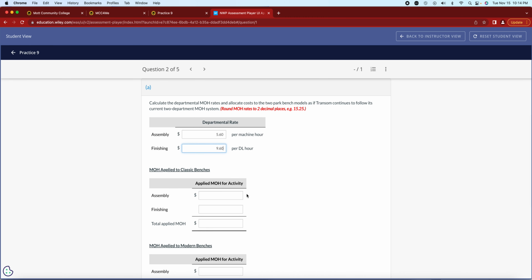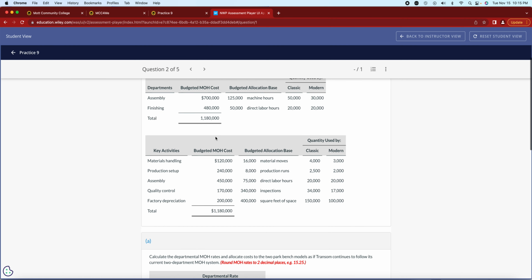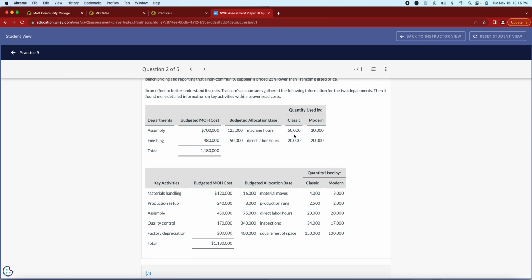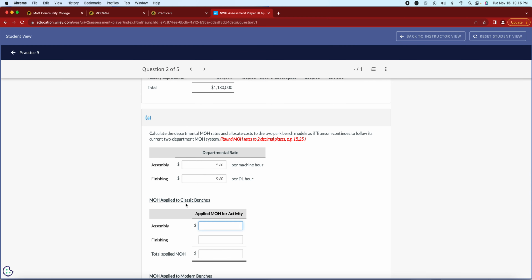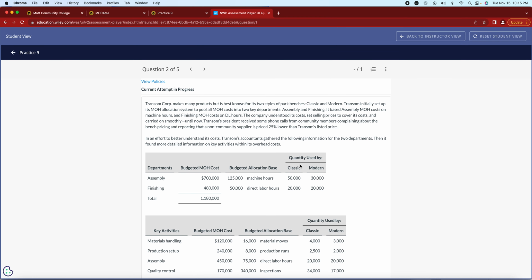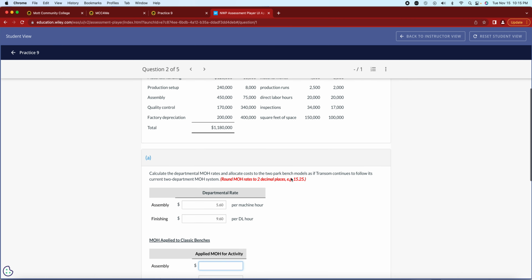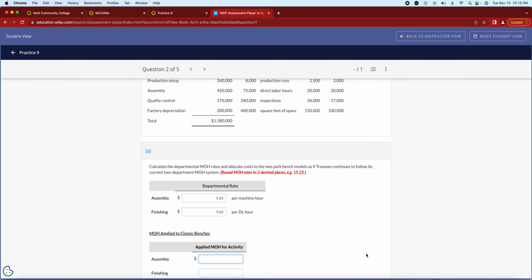Okay, then we need to apply those rates to the amount of machine hours and the direct labor hours that were used by each one of those departments. So for the assembly, 5.60 times, which product did we have first here? The classic benches. So when I go look at the classic numbers for assembly, I used 50,000 machine hours. Multiply that times the 5.60, and we come up with $280,000.